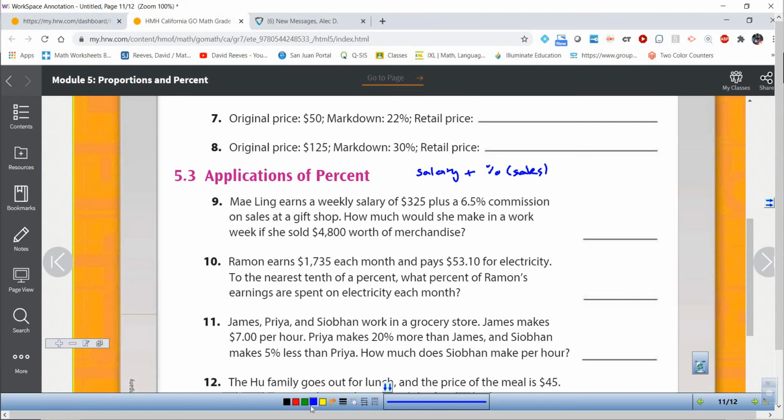The salary plus the percent times the sales. Her salary is $325. Her percent, which we're going to change to a decimal by moving it 2 places to the left, so I get 0.065. That's her percent written as a decimal. That's what we do when we're multiplying. Percent as a decimal times $4,800. This is going to be like a markup. It's going to be an increase of 6.5% of that. This is the extra money she earned through her sales.